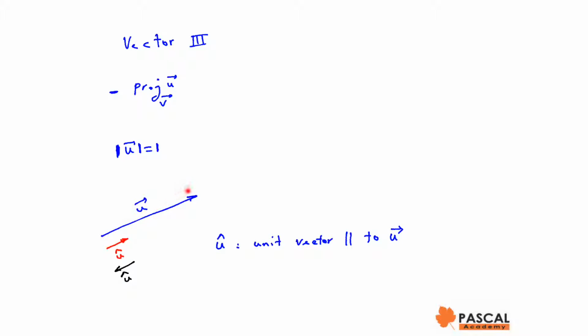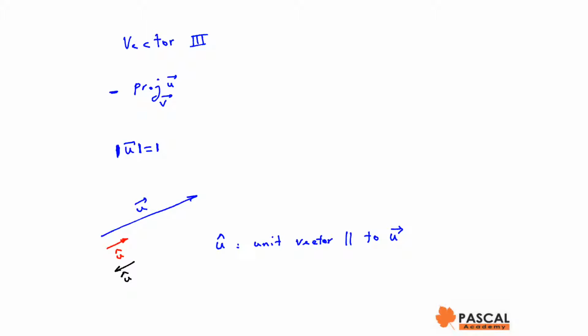If vector u is given, there are two vectors with the size of 1 parallel to u. One in direction of u and the other one in opposite direction of u. We use u hat to show the vector is a unit vector. U hat is a unit vector parallel to u. Similarly, minus u hat is a unit vector parallel to u. U hat and u are in the same direction, minus u hat and u are in the opposite direction.